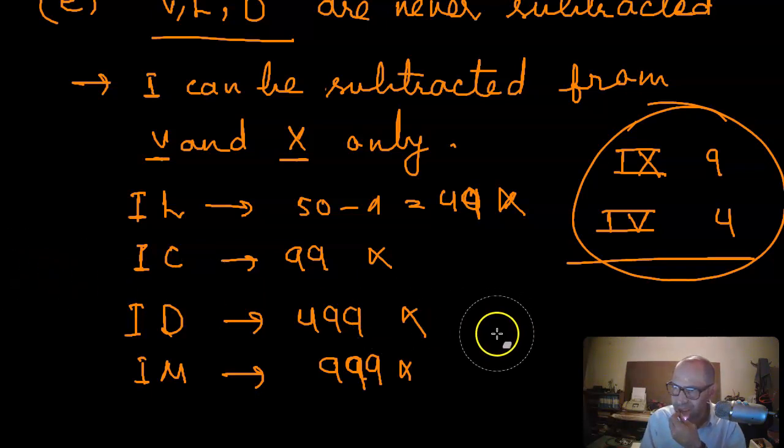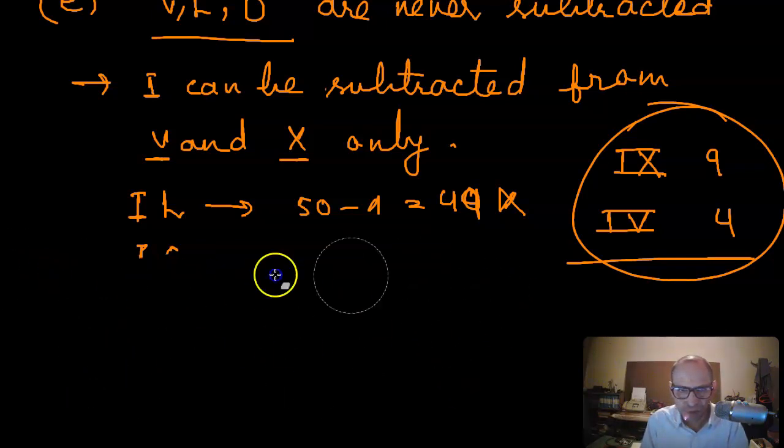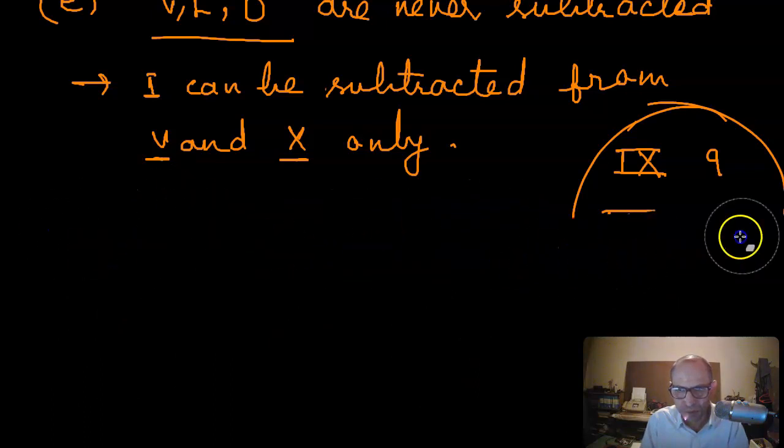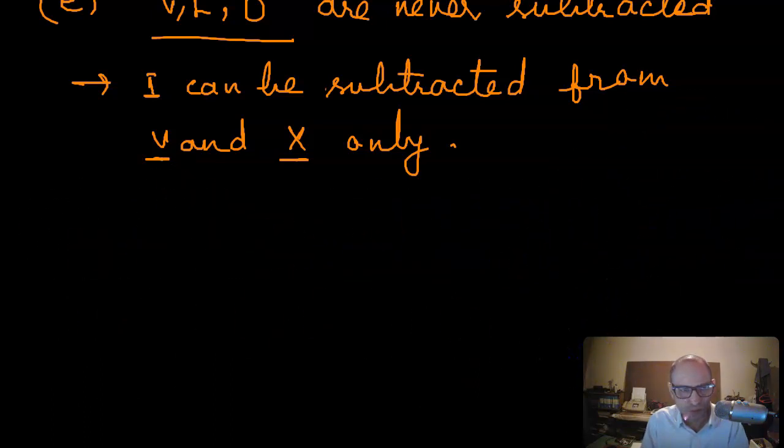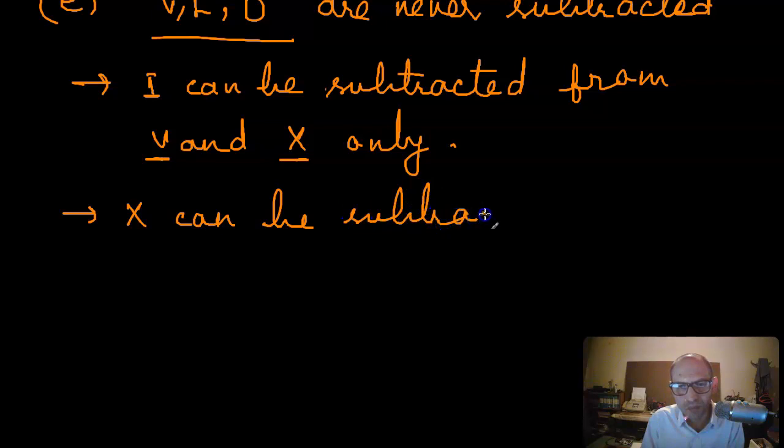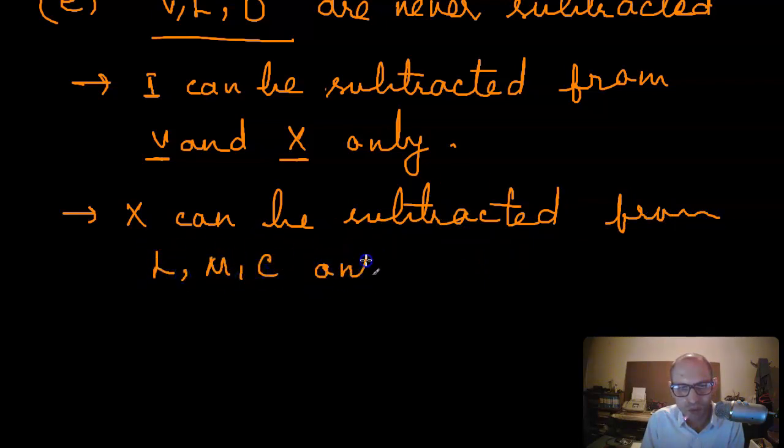And then there is another rule over here. That is another part of the same rule, which says that the symbol X can be subtracted from L, M, and C only.